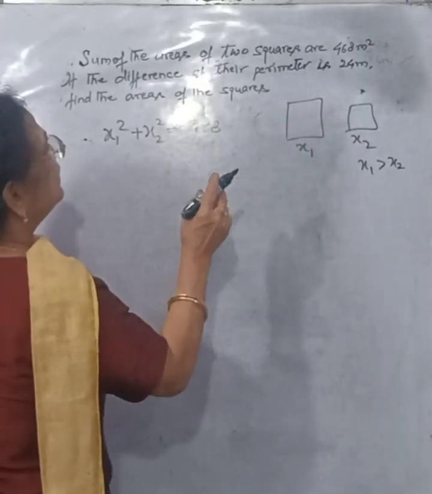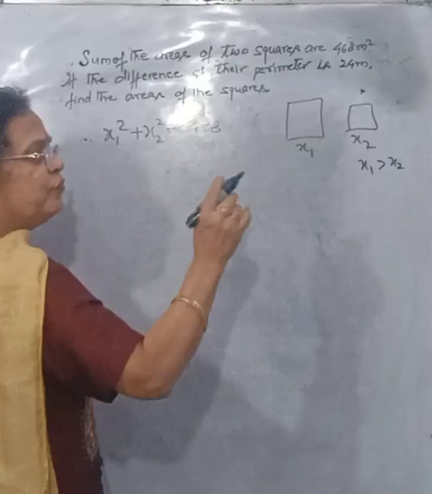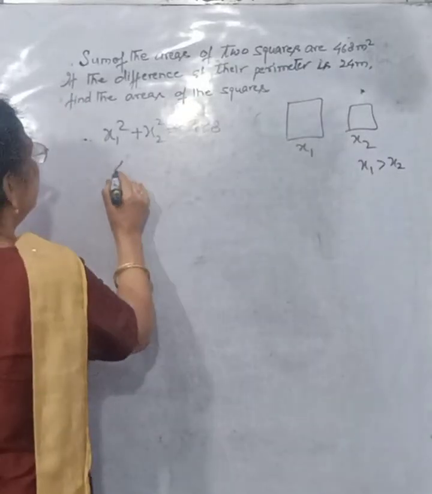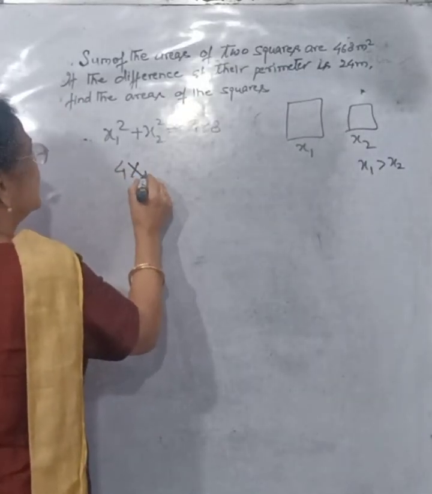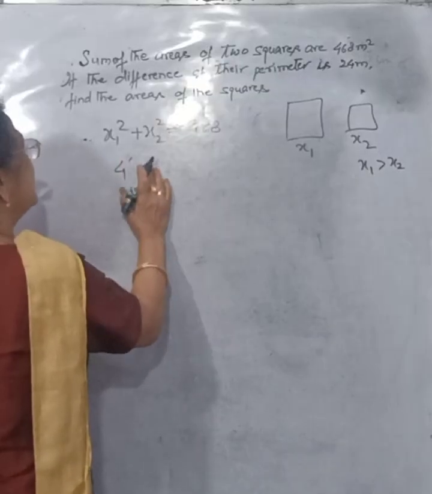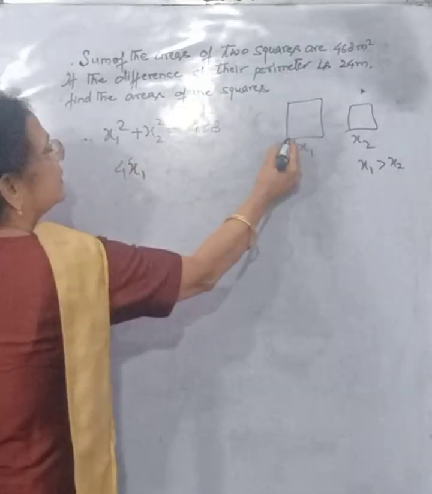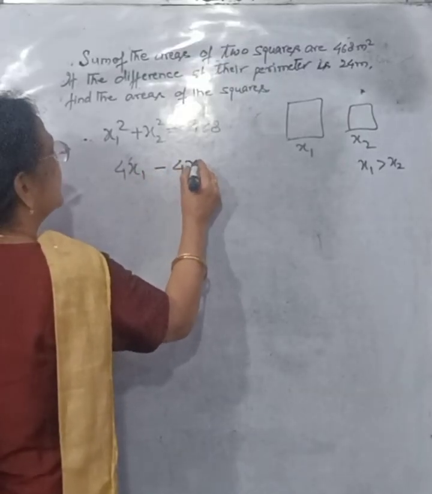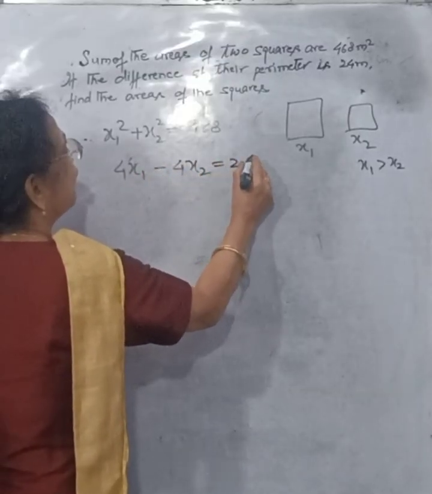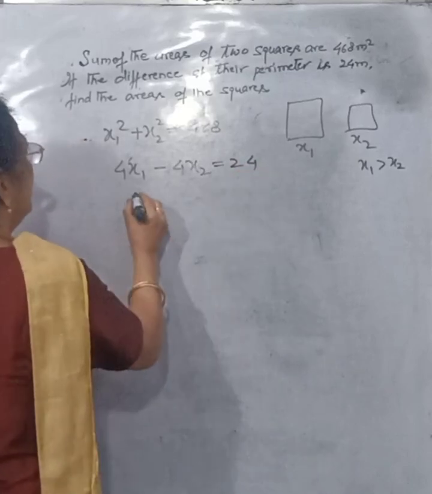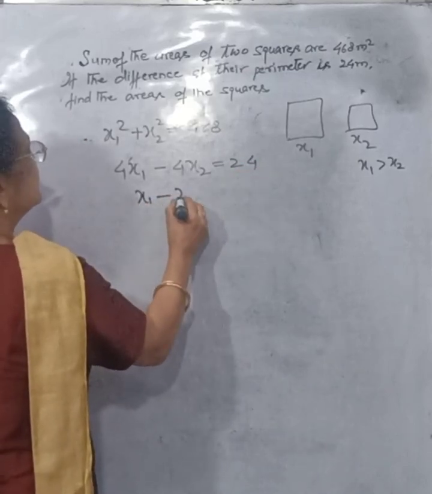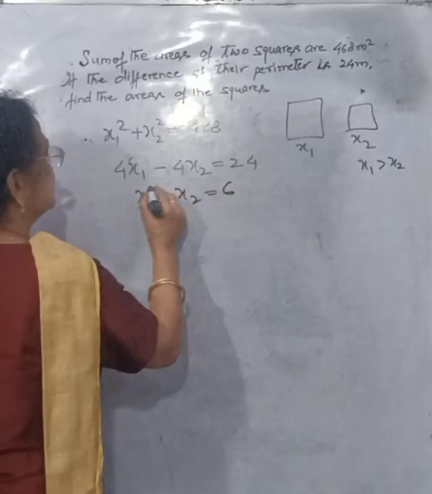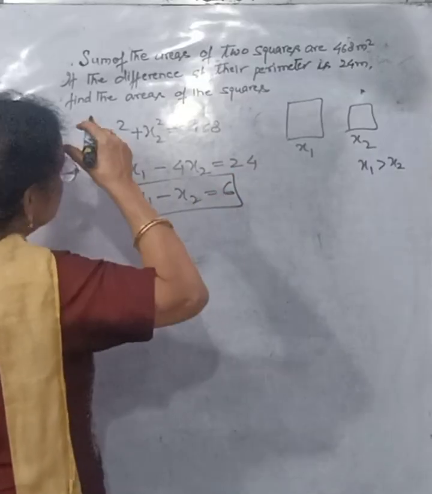The difference of the perimeters is 24. It means the perimeter is 4 times x1, so we can say 4 times x1. Naturally, x1 will be greater than x2 as this is bigger, so 4 times x1 minus 4 times x2 will be equal to 24, given to us as the perimeter difference. Or we can say x1 minus x2 is equal to 6.